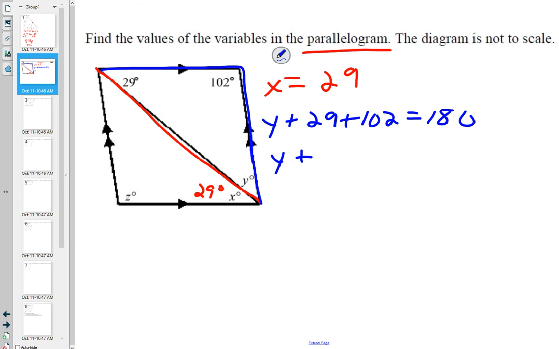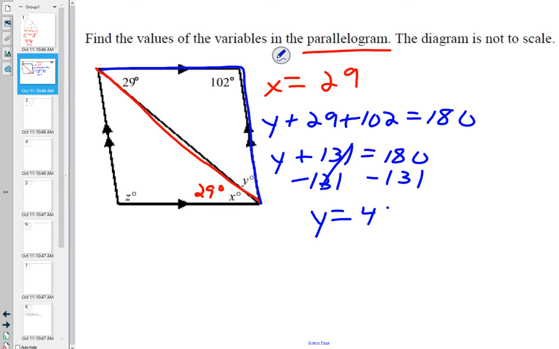So Y plus 131, minus 131 minus 131. Y equals 49. So now if this is 49, that means that this is 49. Actually, no, you know what? I don't even need to go that far. What am I doing? See, you can tell by looking at it. It's a parallelogram. What do we know about opposite angles of a parallelogram? Yeah, it's just one.